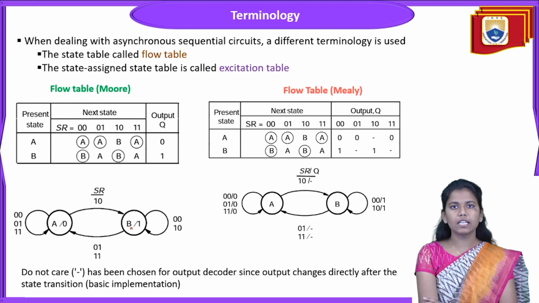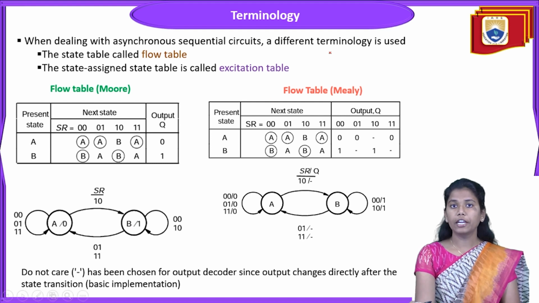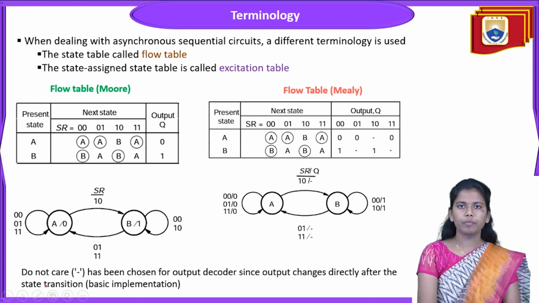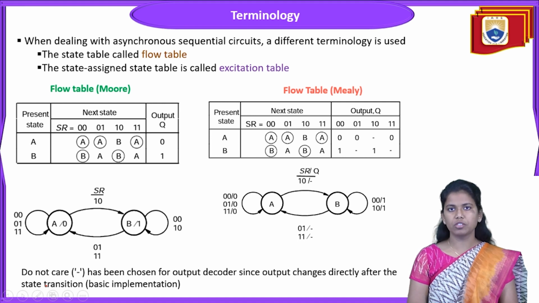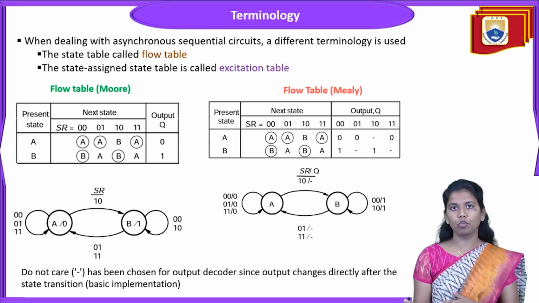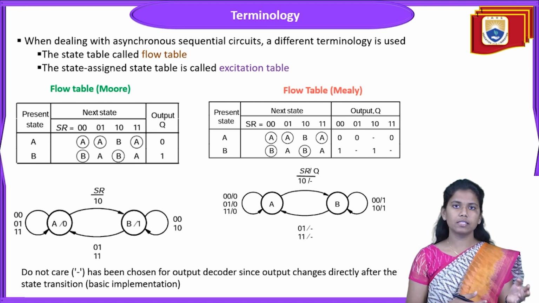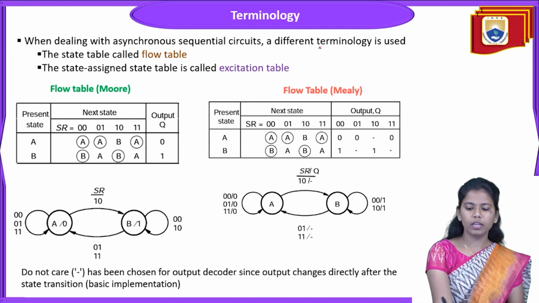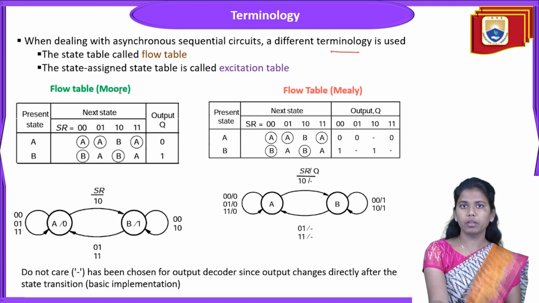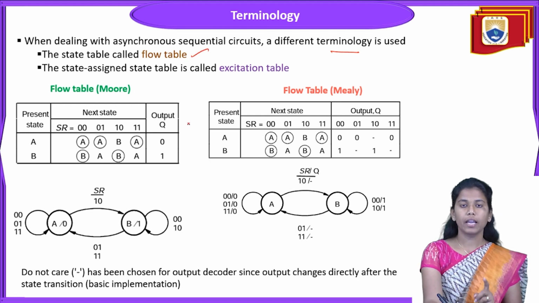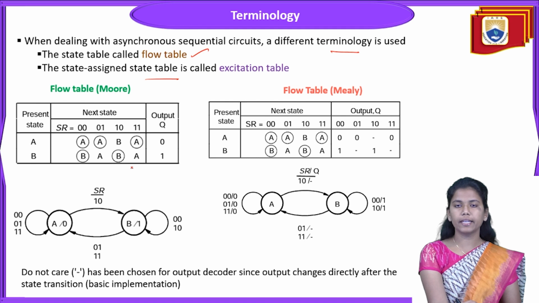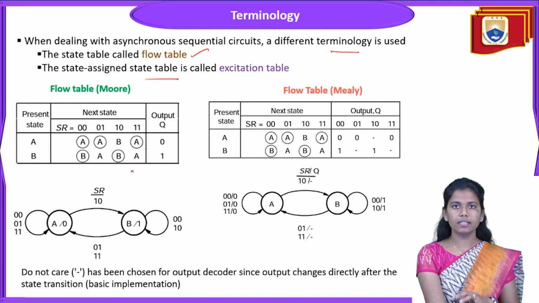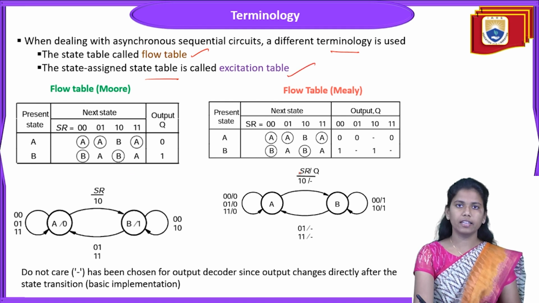When dealing with asynchronous sequential circuits, a different terminology is used. If we compare with the state table, here we'll call it a flow table. When we call something a truth table there, here we'll call it an excitation table. So a state table is also called a flow table, and the state assigned state table is also called the excitation table.